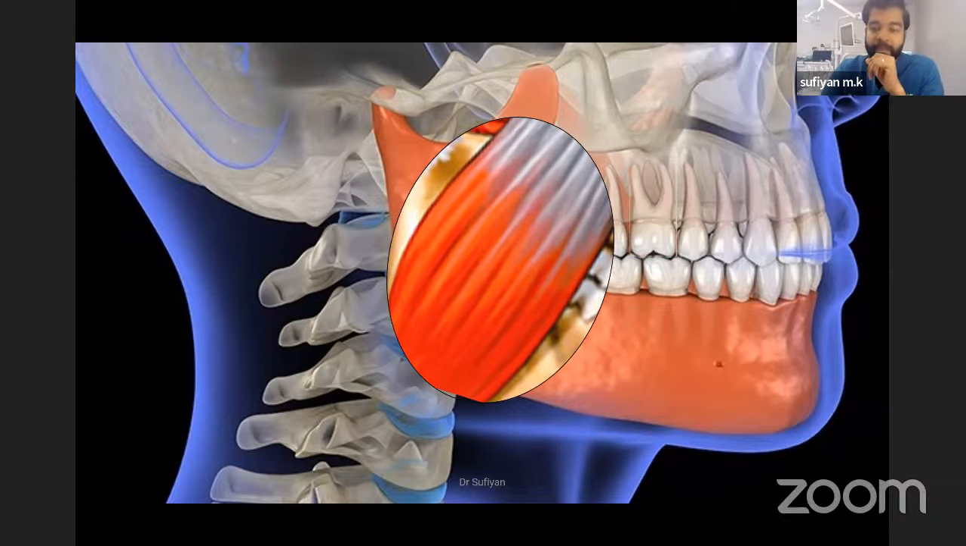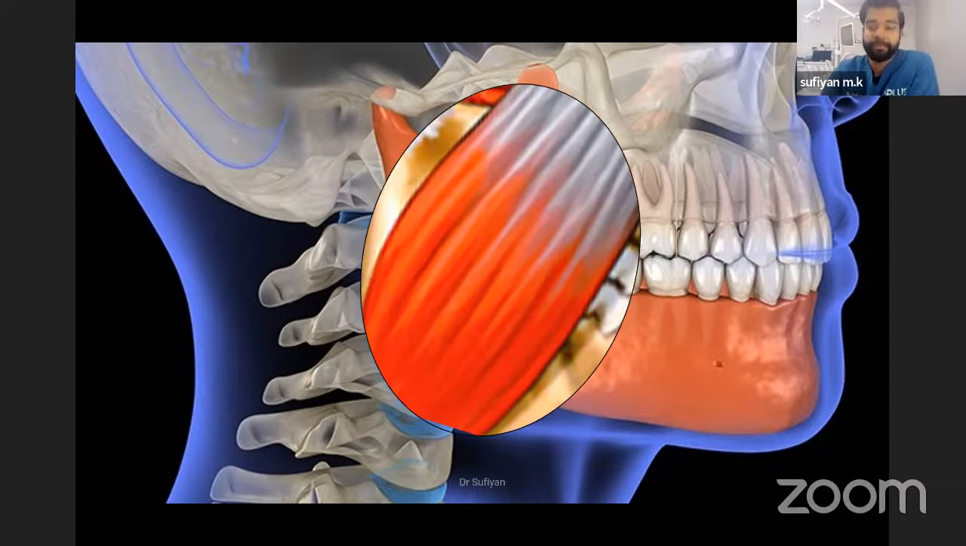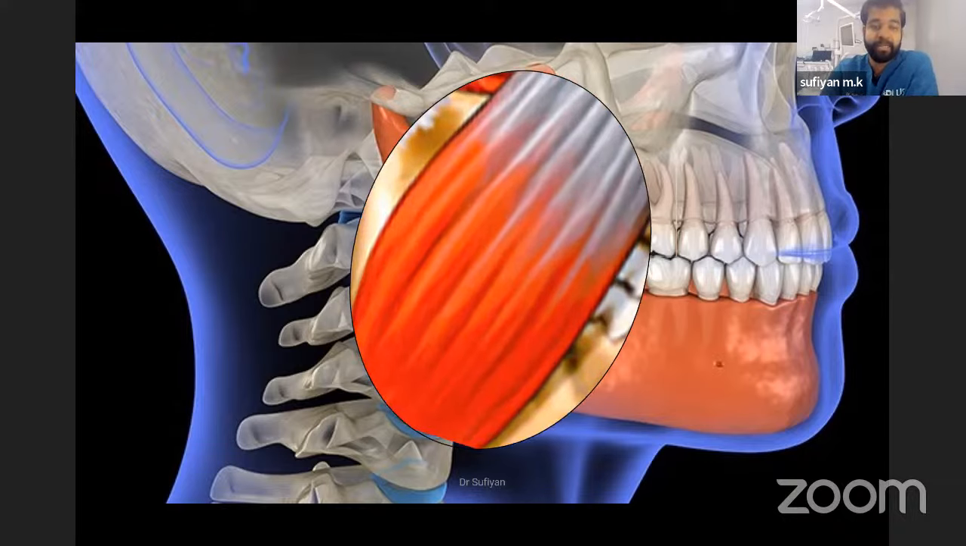And what is happening to the muscles here? Muscles are tense, they are strained, they are tender due to the incoordinated muscle function, right? Because there is repeatedly so much occlusal interference, the muscles are getting tensed and there's stretching of the muscle, right? So that's the implication of occlusal interference.